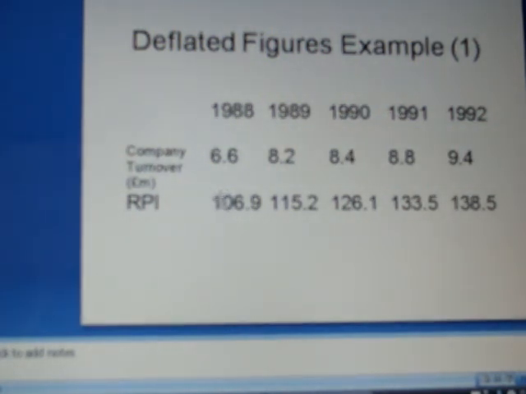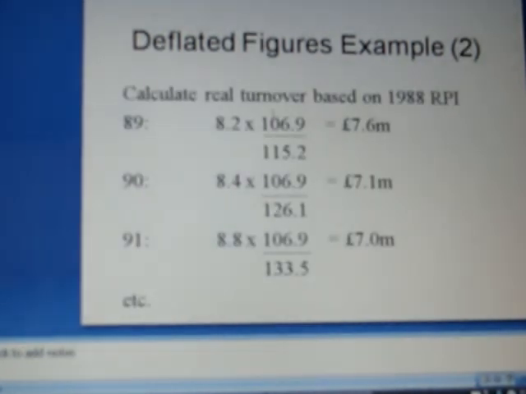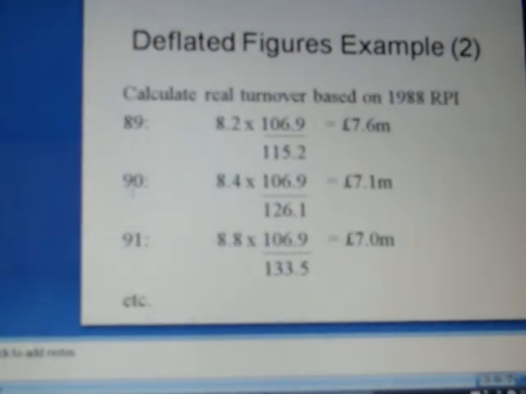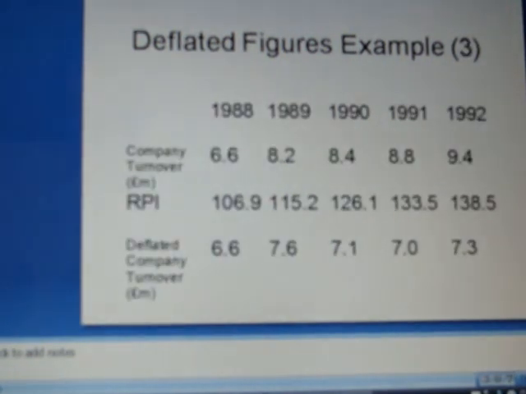In order to find the deflated turnover, we will keep the base year retail price index, which in this case is the 1988 RPI, 106.9, as numerator, and the current year retail price index, say when we are calculating for 1989, the current year retail price index is 115.2, as denominator, and multiply by the given turnover. After doing the calculation, we will get the deflated turnover, which is less than the company's given turnover.